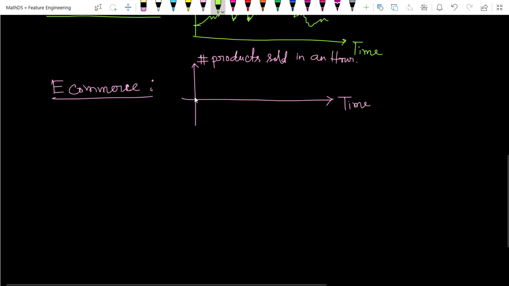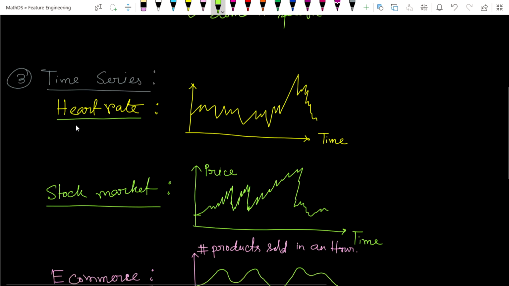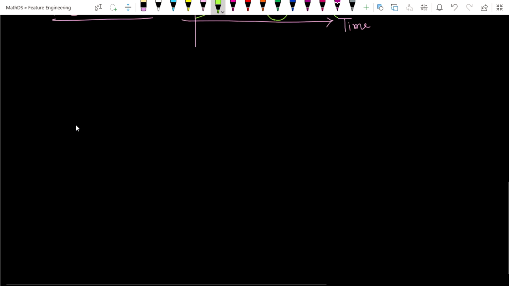It looks like in the morning it's lower. As time increases it gets pretty high. At noon it's lower again. In the afternoon and evening it increases, and at night it decreases. Then again it increases in the morning, some kind of cyclic pattern. So e-commerce websites also use time series data.